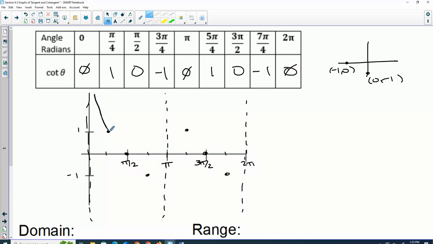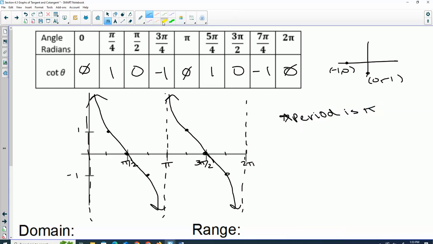We know that as we're approaching asymptotes, we have to be getting closer to them. So these are just curves, just like tangent. And the difference was tangent was increasing and cotangent is decreasing. How many periods did I just draw here? 2. So just like tangent, the normal period is pi. If you go from 0 to 2 pi, you get 2 periods of your graph.